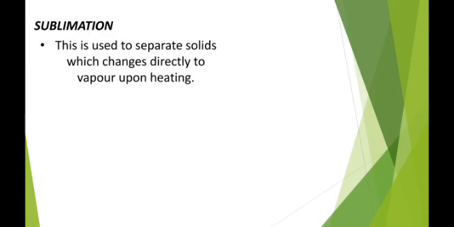Now let's talk about sublimation. This method is used to separate a mixture of solids containing one which sublimes and one or more solids which do not sublime by heating the mixture. So when we say sublime, we mean solids which change directly to vapor upon heating. So you take note of that.